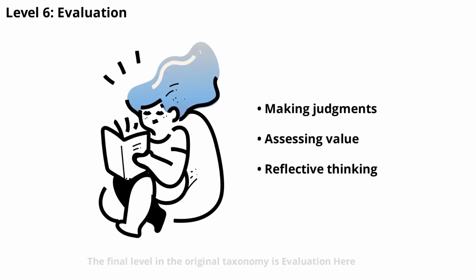The final level in the original taxonomy is evaluation. Here, learners make judgments about the value of information or ideas. They assess arguments, critique solutions, and justify decisions. Evaluation requires higher-order thinking and is key for developing independent, reflective learners.